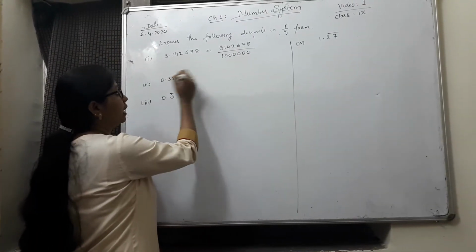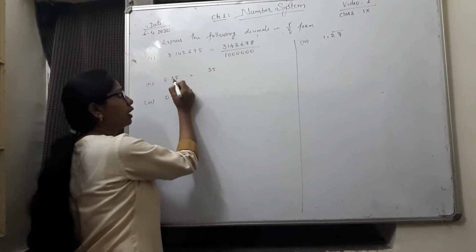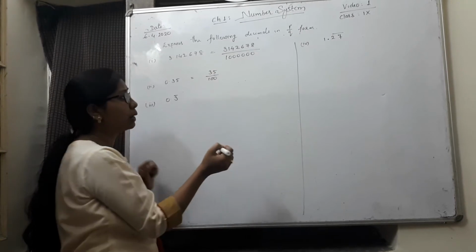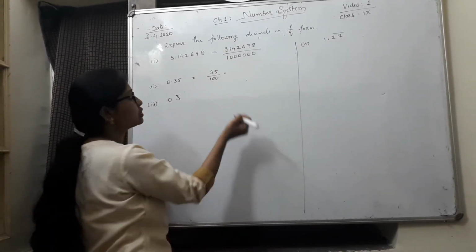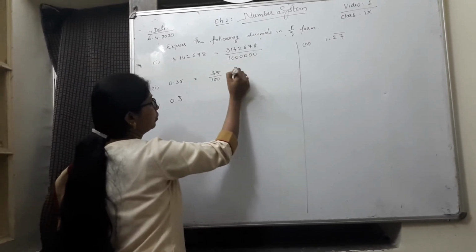For the second one, 0.35, there are 2 digits, so the denominator will be 100. We'll multiply and divide by 100. Reduce it into simplest form, 7 by 20.